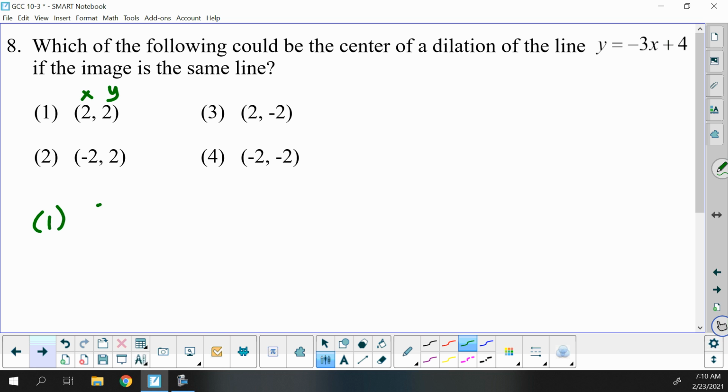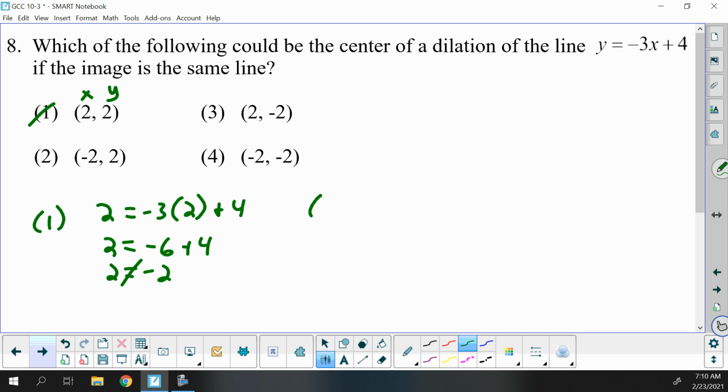So we're going to sub in 2 for y equals negative 3 times 2 for x plus 4. So that's 2 equals negative 6 plus 4. So that's 2 equals negative 2. That's not true. So 2, 2 is not on the line. So that would have created a parallel line, not the same line.